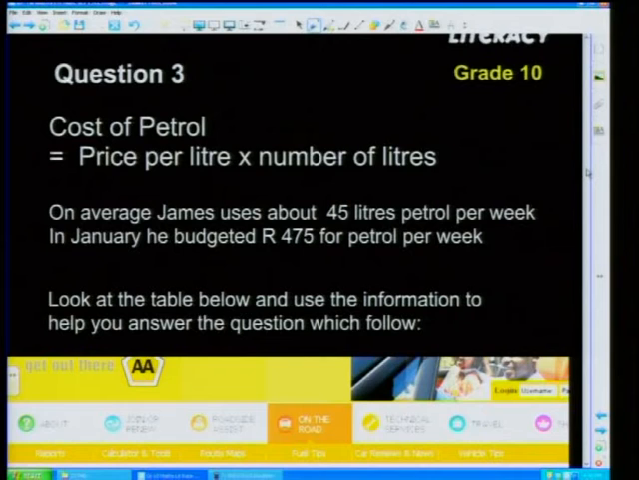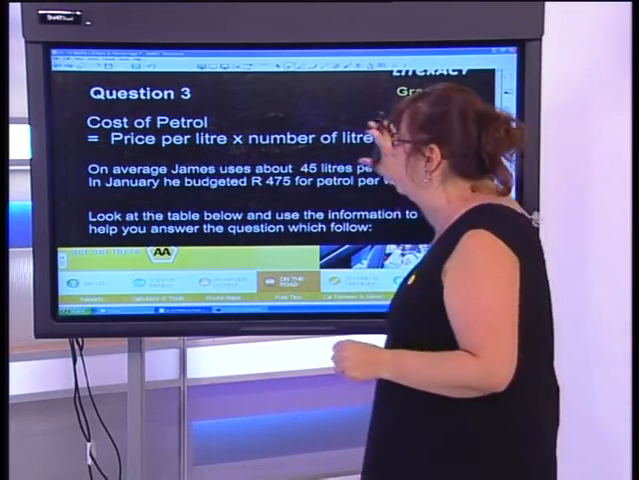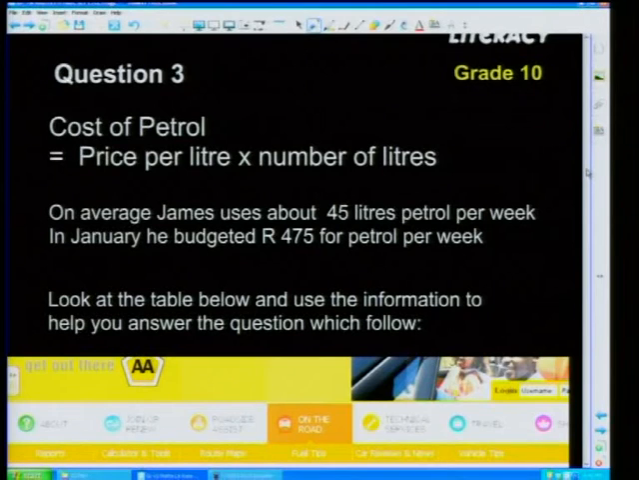How much is it costing me per litre? And for me to get the cost of actually using that, I'm going to times it by the number of litres. So they've actually given me the formula to work with. On average, we've got James now. James uses about 45 litres of petrol per week.